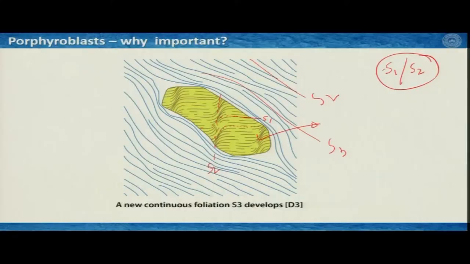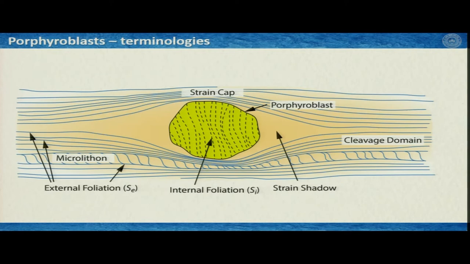If you see them in your thin section, then it is very important that you try to figure out whether it contains some information or not. Now, these porphyroblasts can grow before, during, and after the deformation. Based on that, we classify the porphyroblasts, and we will learn that in the next slide, but before that, let us have a look at the different parts that we need to look at to understand the porphyroblasts.